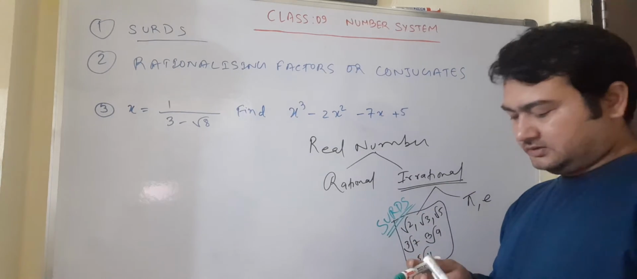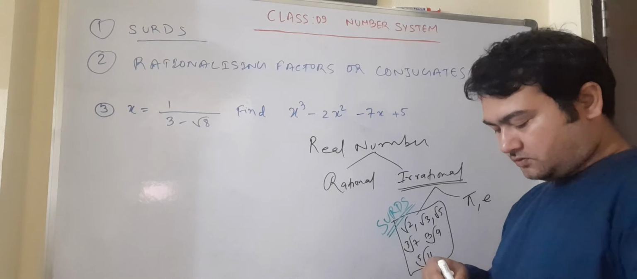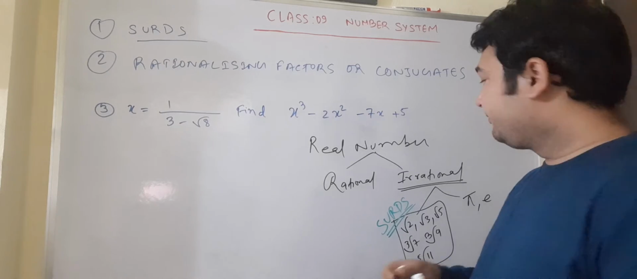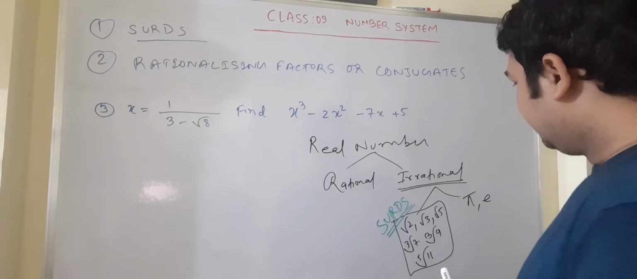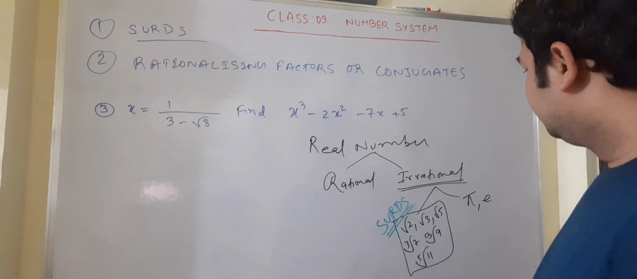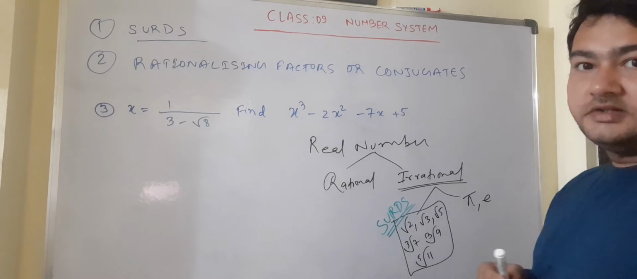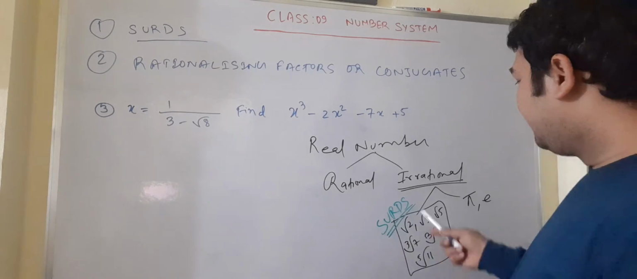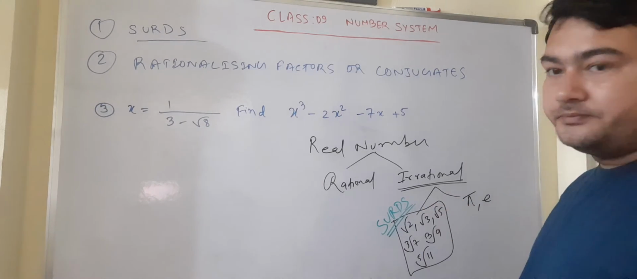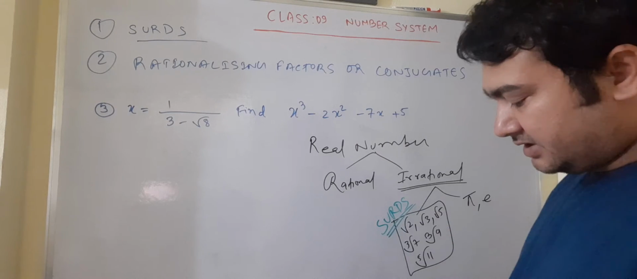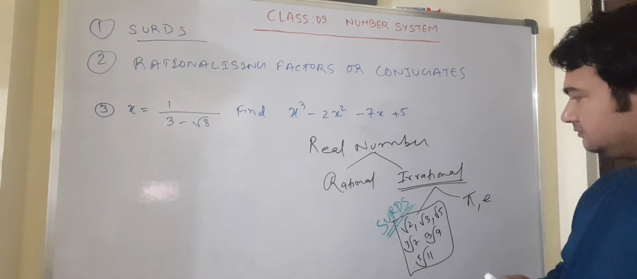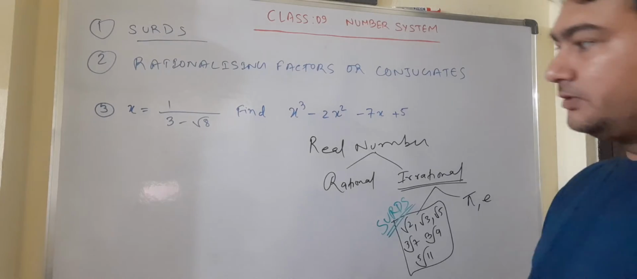So what conclusion do we draw here? Every irrational number is not a surd. There are irrational numbers that are not surds, but every surd is an irrational number. So this is about the surds. Clear up to this?